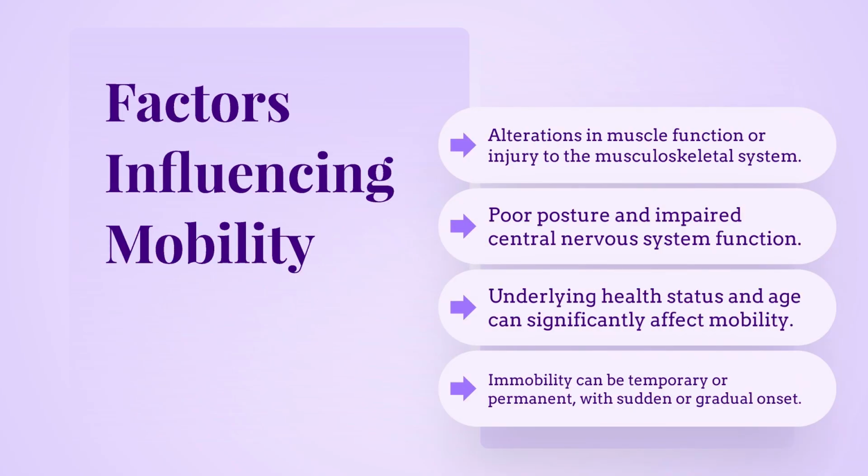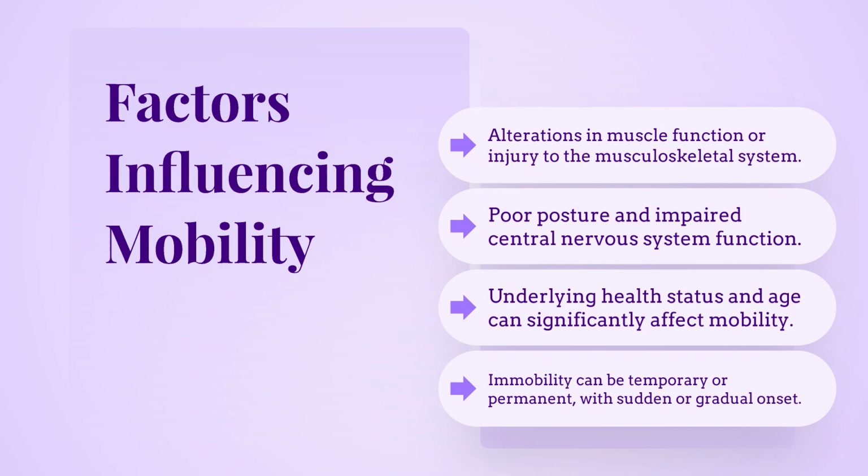So any alterations to muscle function, injury to the musculoskeletal system, like those fractured hips, poor posture can impair the central nervous system. Underlying health status and age can impact mobility. Immobility can be temporary or permanent, and it can be sudden or gradual.